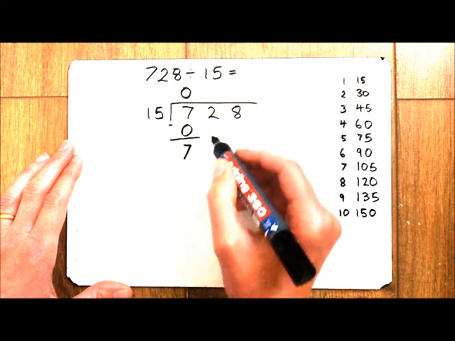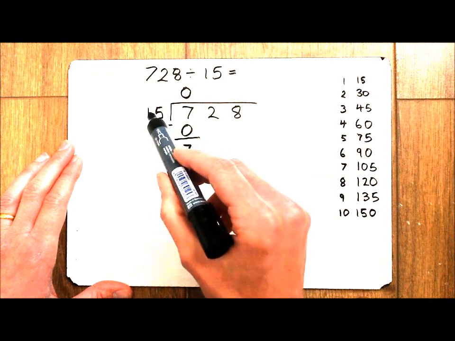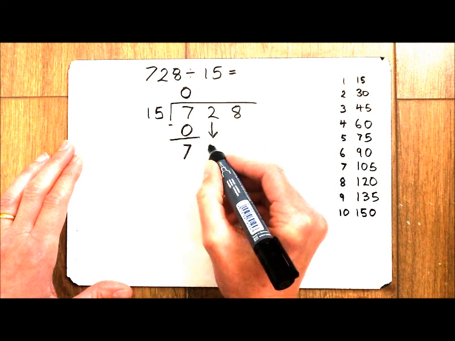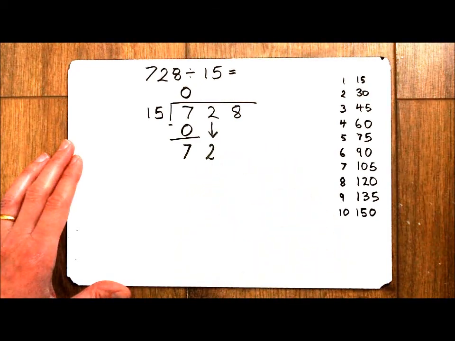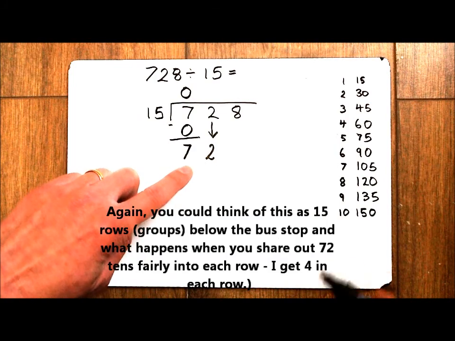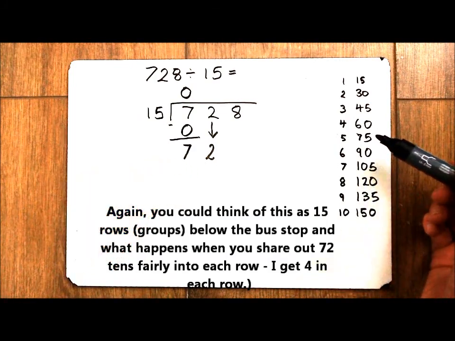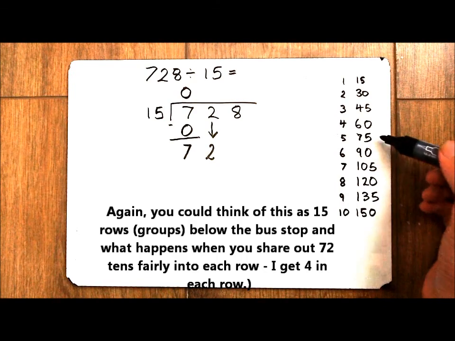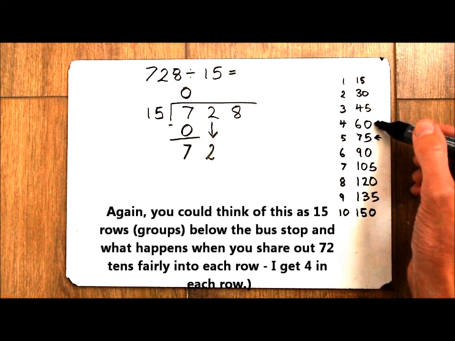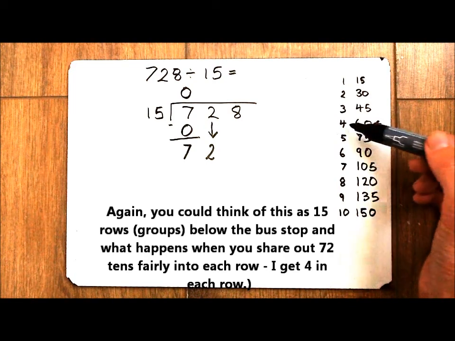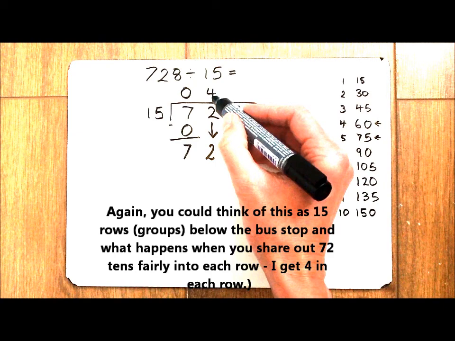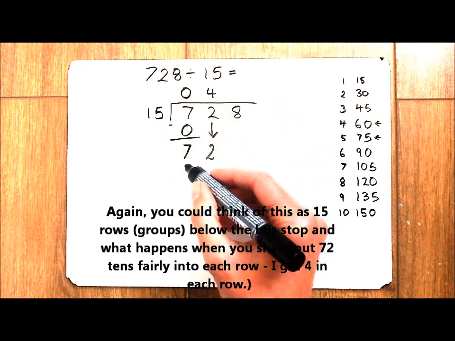And then, to find out how many more I'm going to have to divide the 15 by, or into, I'm going to need to bring down my tens. So I've now got 72. I now have to say to myself, how many lots of 15 are there in 72? And this is where my 15 times table knowledge comes in handy. So, 72 is smaller than 75, but it's bigger than 60. So I know that 4 lots of 15 fit into 60. So I'm going to put a 4 above the bus stop. 4 lots of 15 are 60.